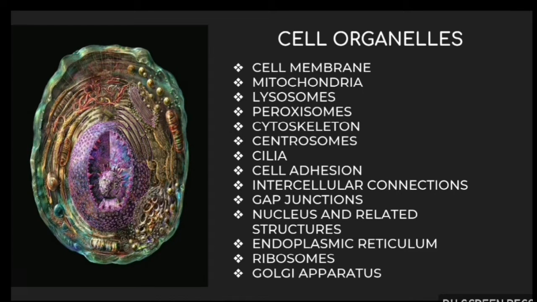We'll be studying different cell organelles like cell membrane, mitochondria, lysosomes, peroxisomes, cytoskeleton, centrosomes, cilia, cell adhesion, intercellular connections, gap junctions, nucleus and related structures, endoplasmic reticulum, ribosomes, and Golgi apparatus. Firstly, we'll see what is cell membrane.